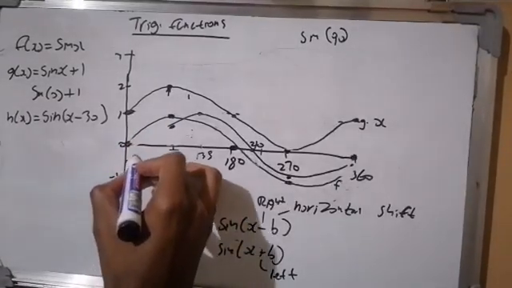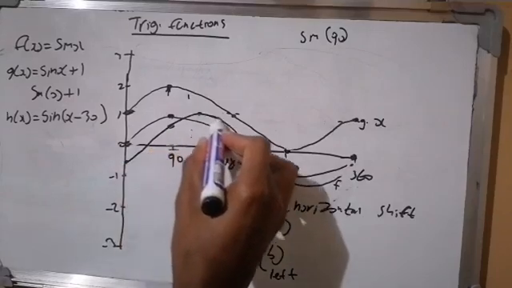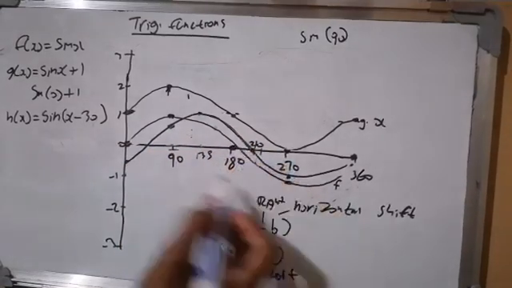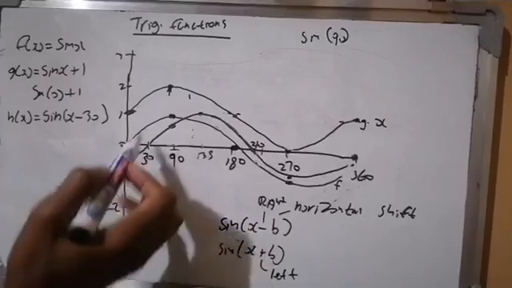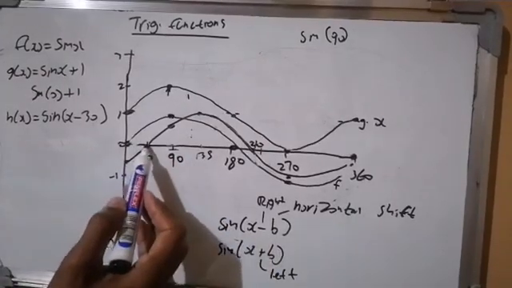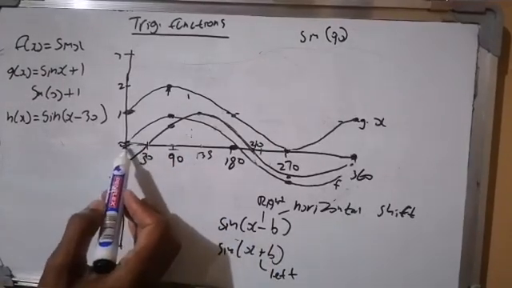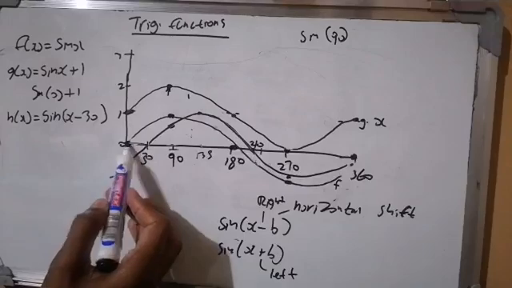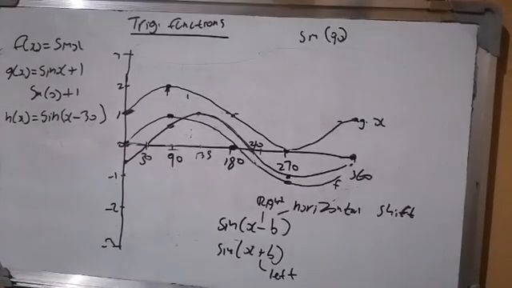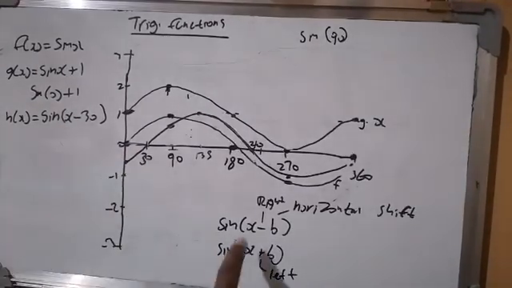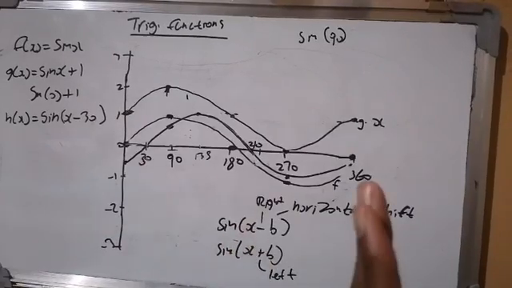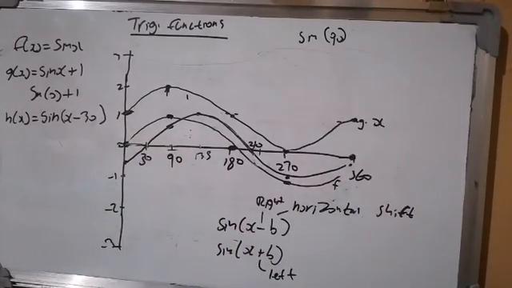So your graph will be something like that. It shows that the gap here is going to be exactly 30. It tells you that the graph is going to touch at 30. It shifted from the original 0 to 30. So my point is, when it comes in the form of sine of x minus b, the graph shifted to the right or it shifted to the left.